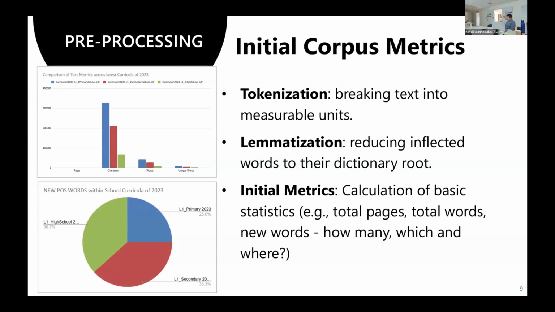Let's take it step by step. We started with tokenization and lemmatization, breaking the text down and reducing words to their roots, a necessary step for Greek due to its high morphosyntactic complexity. Once preprocessed, we generate the initial corpus metrics, mapping the top 100 words and the top 100 bigrams to see if new terminology has been introduced.